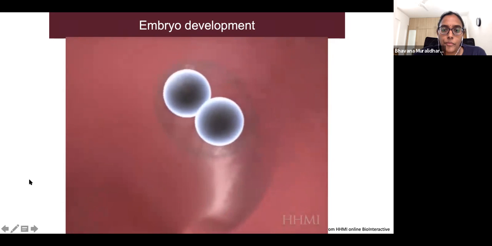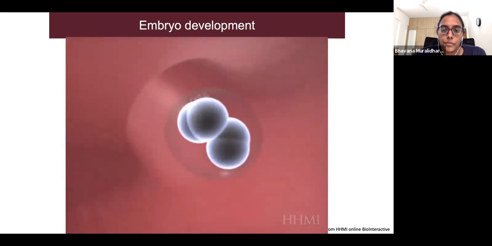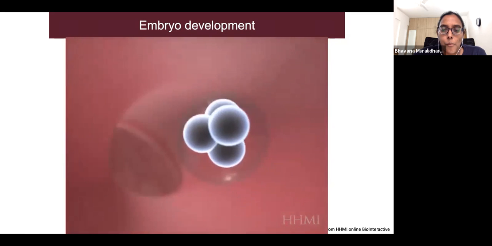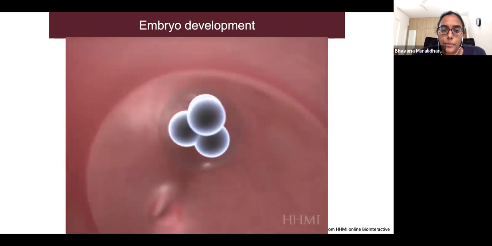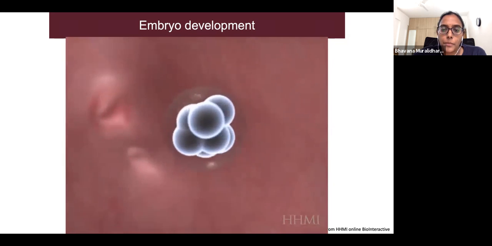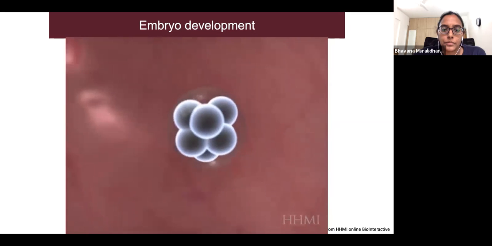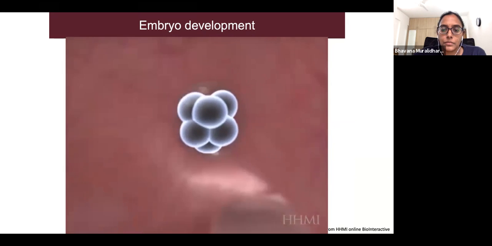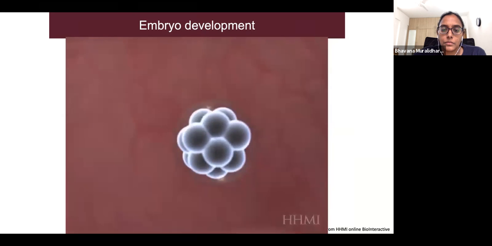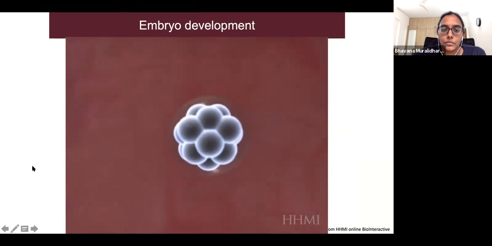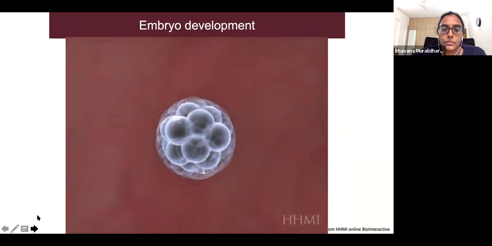Here you see early cleavage stages occurring, and this is one of the early growth phases. As the embryo moves down the fallopian tube, it's going to form an important stage called the blastocyst here in a few seconds. Of course, in real life, that takes days, about 5 days.